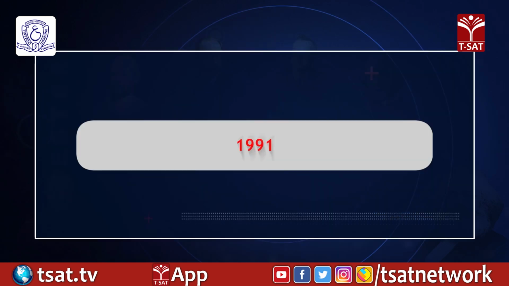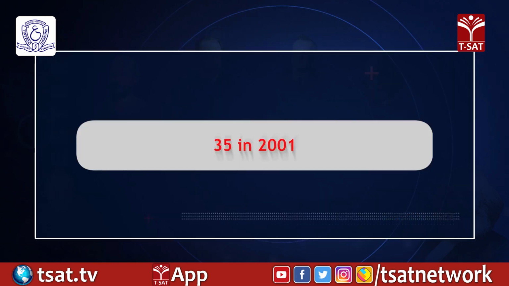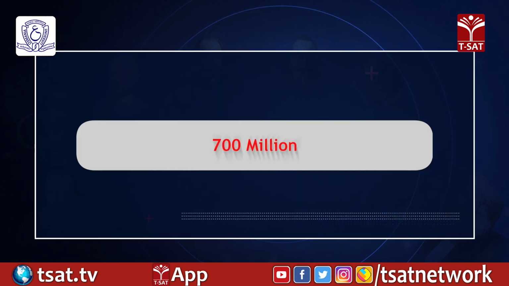India has the second largest urban population among the countries of the world. In 1991, India had 23 cities with million and more population, which increased to 35 in 2001 and 53 million plus cities as per 2011 census. It is estimated that about 700 million people will reside in urban areas by 2050.